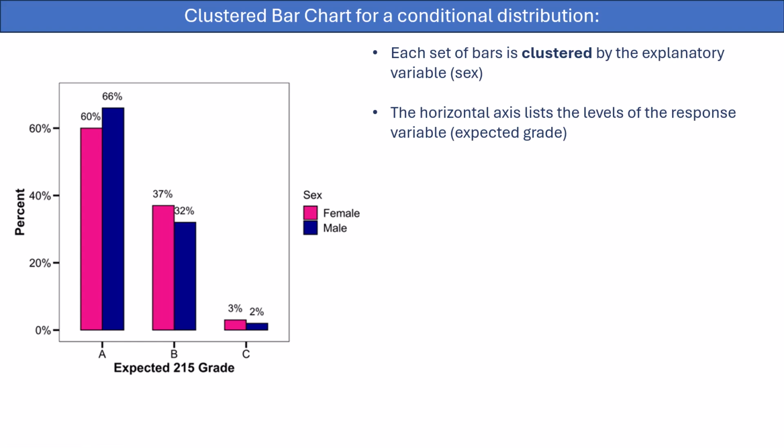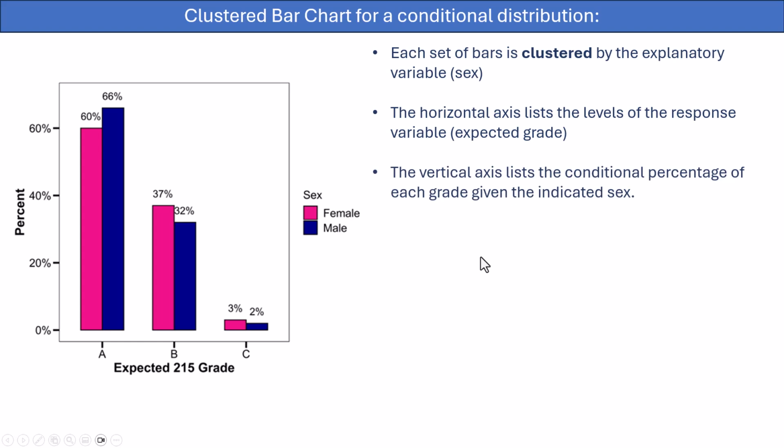We usually set up our problem such that we may have the belief that the explanatory variable has some impact on the response variable. In this case, we may have the belief that the sex of a student has some impact on their expected final grade in the class. So that would mean that we may believe that either males or females have a higher expected final grade in their Stat 215 class compared to the other sex.